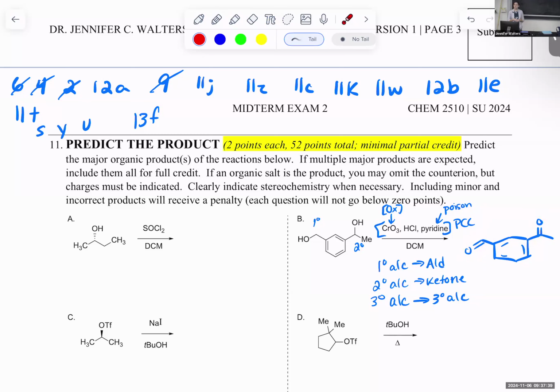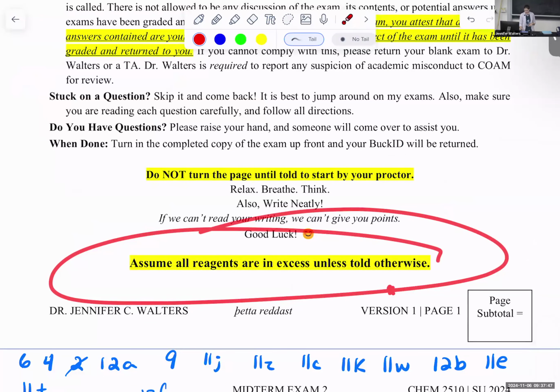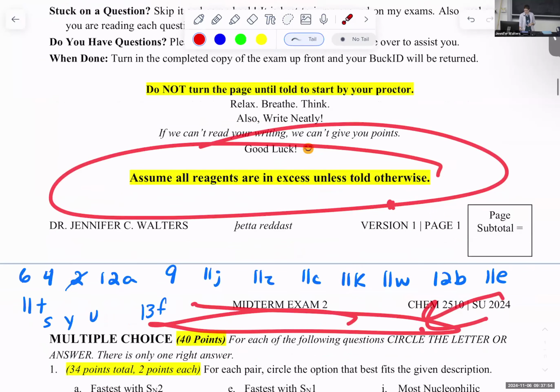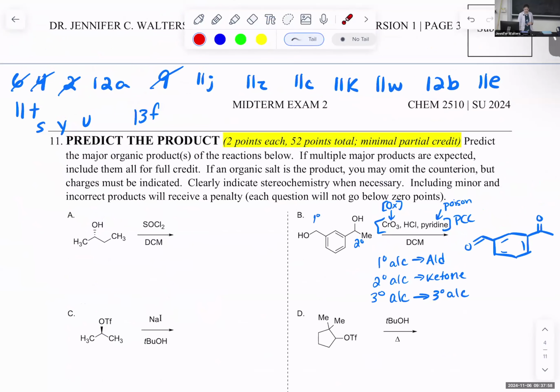Yes? Yes, so when you look at the instructions on the front page, and actually for you, I had to put it on the next page, so it'll be right here. But yeah, we're assuming all reagents are in excess. All right, any other questions about B? Okay.